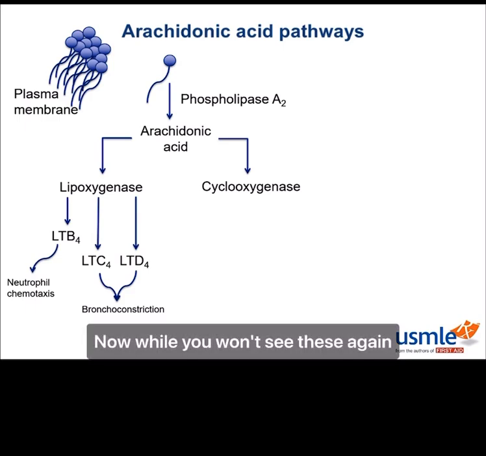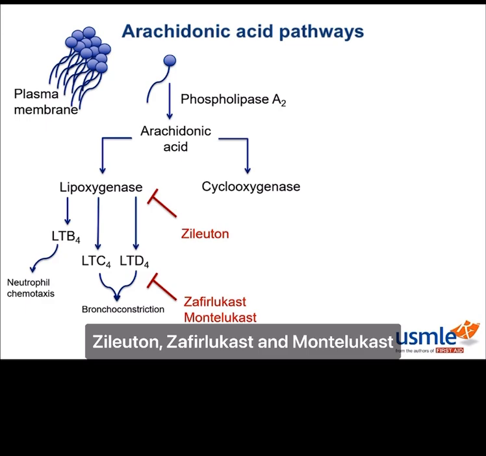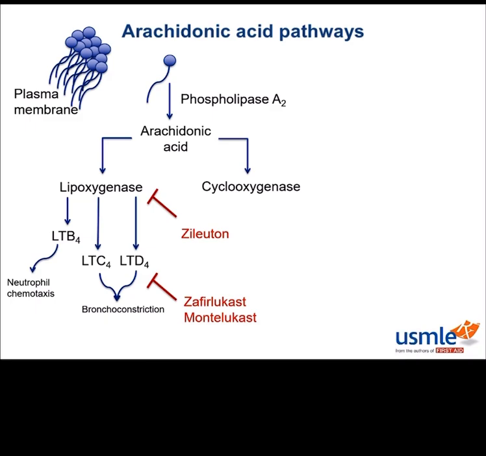Now, while you won't see these again until the respiratory lectures, the drugs Zileuton, Zafirlukast, and Montelukast all block this lipoxygenase pathway, as it tends to be an effective treatment option to prevent bronchoconstriction in patients with asthma, especially if the asthma happens to be aspirin-induced. To help remember these drugs, note that they all contain Lu in their names.